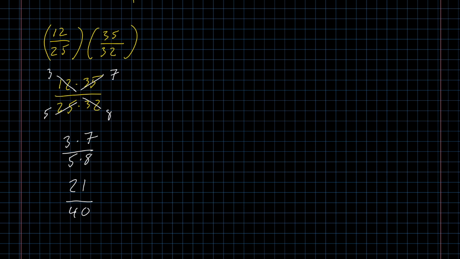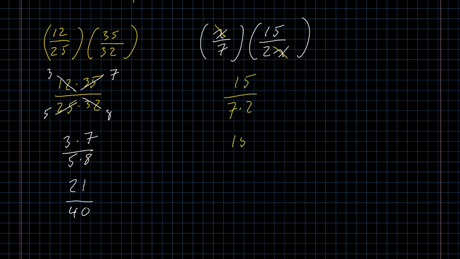Once again, this is a process that is going to be very important to us a little bit later on in the course once we start throwing variables in the mix. So for example, I might have x over 7 multiplied by 15 over 2x. And in this case, the common factor of x between the numerator and denominator cancel each other out, leaving me with 15 over 7 times 2, 15 over 14.